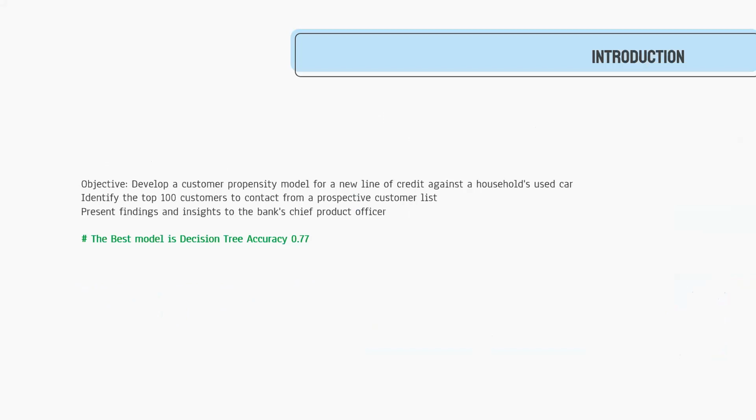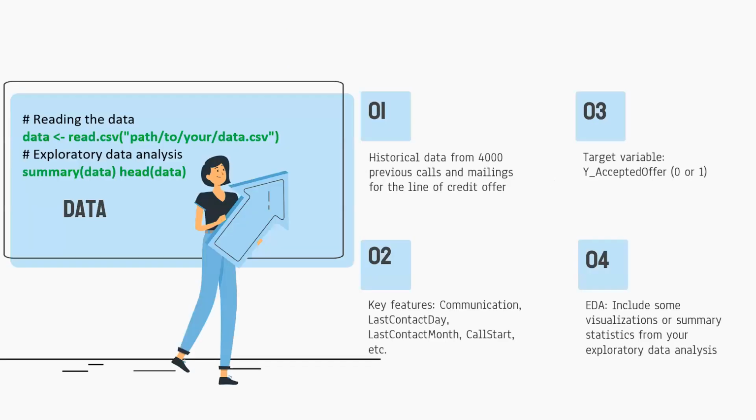So the objective of this analysis is to get these top 100 customers because it's part of getting the best outcome for our company. After an analysis, I chose the decision tree model, and I'm going to explain why.